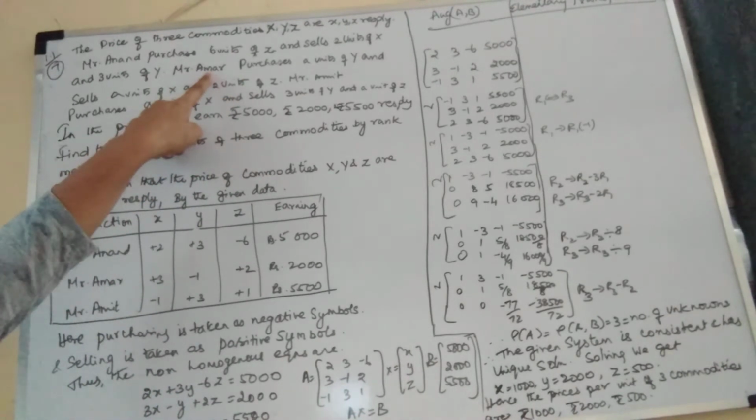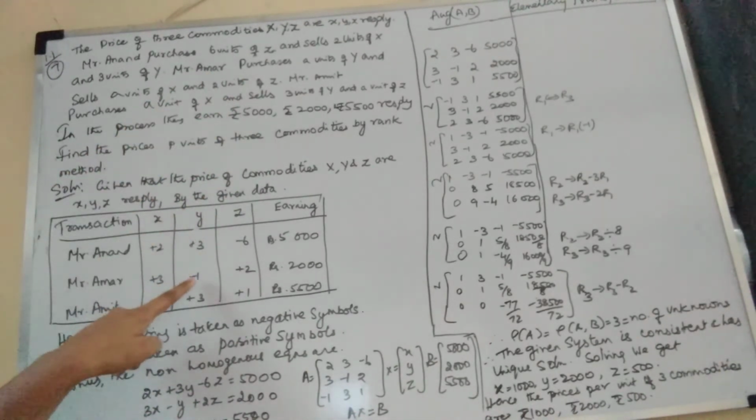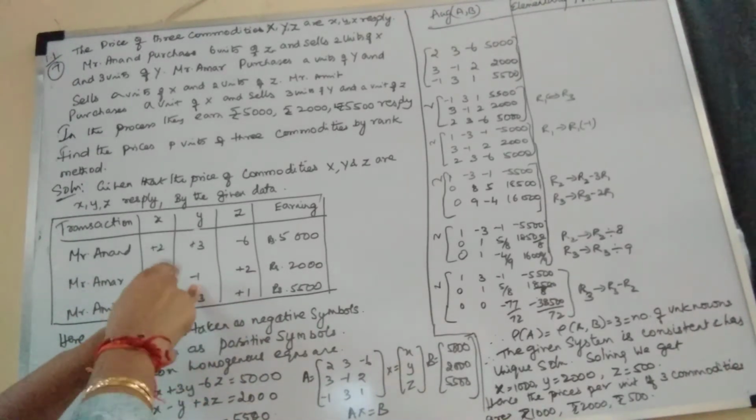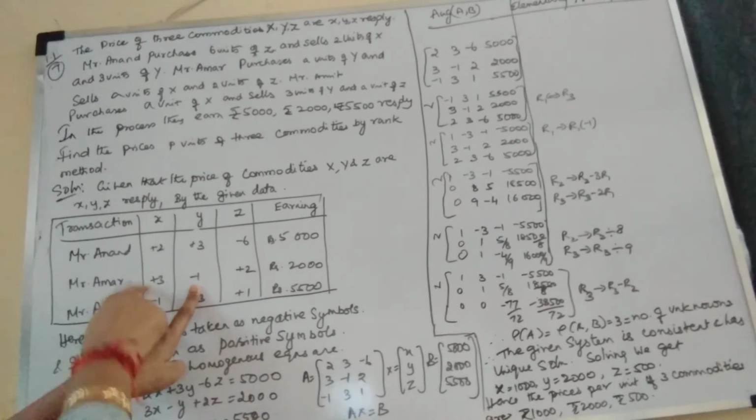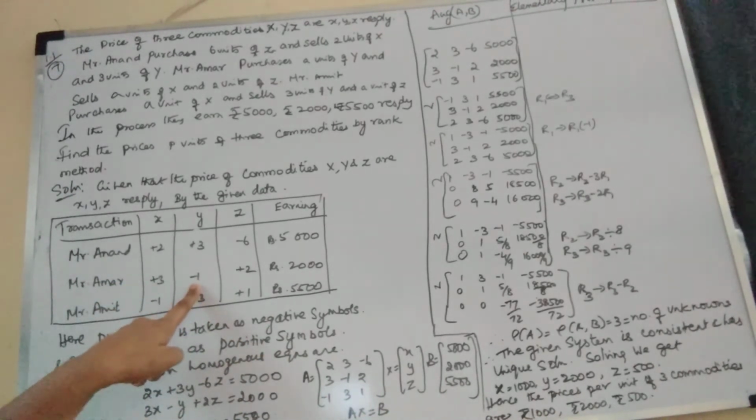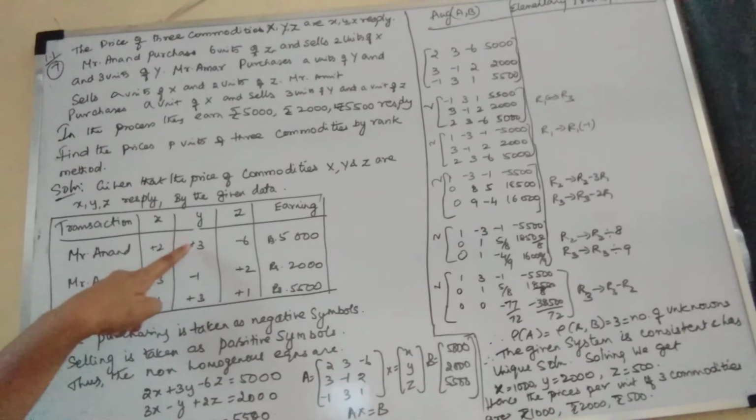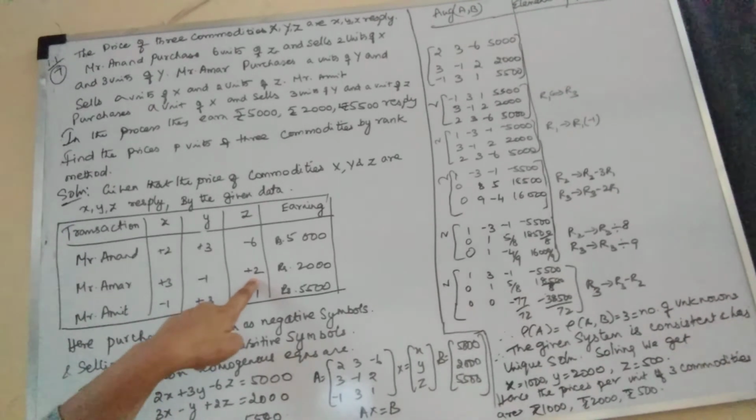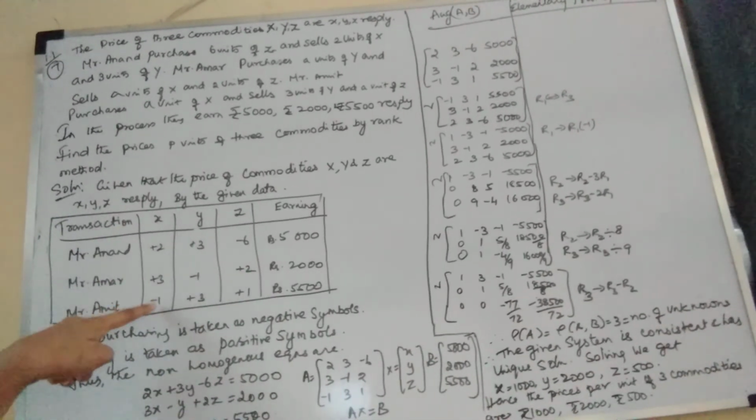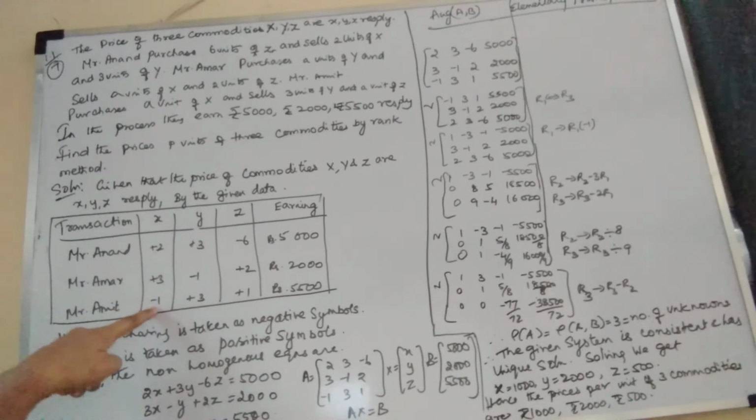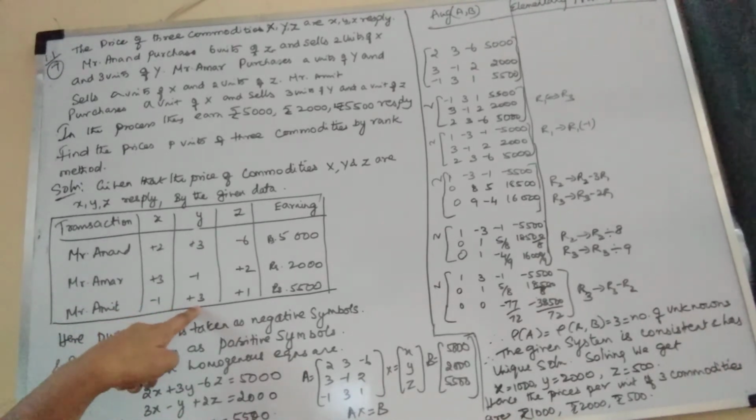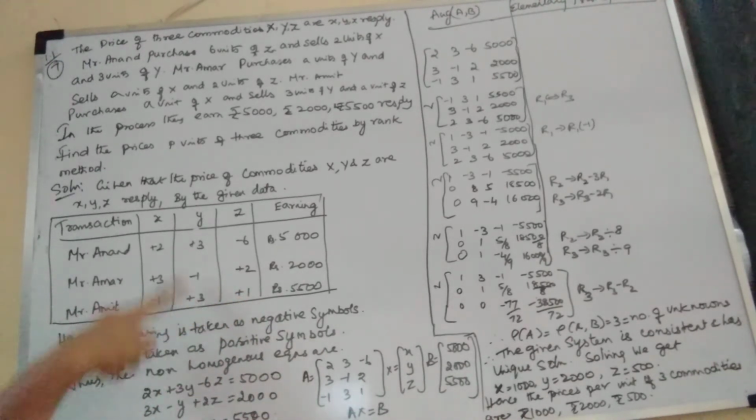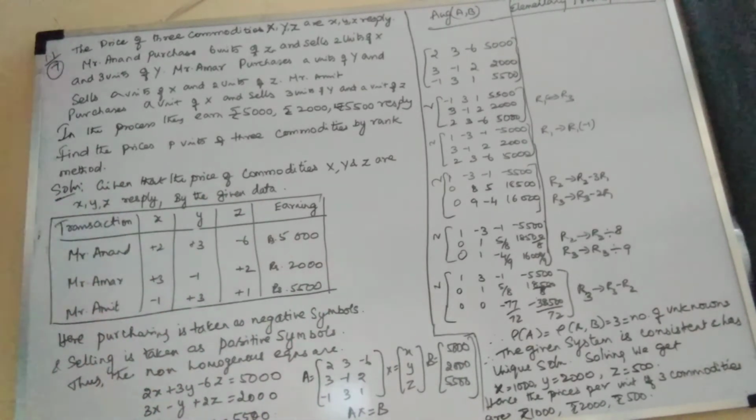Similarly, Mr. Amar purchases a unit of Y, so purchase comes under minus: minus 1 in Y, and sells 3 units of X and 2 units of Z. Similarly, Mr. Amit purchases a unit of X, so X is minus 1, and sells 3 units of Y and a unit of Z. Selling comes under plus, so plus 3 and plus 1 under Y and Z. That is how the given data is put in XYZ form.